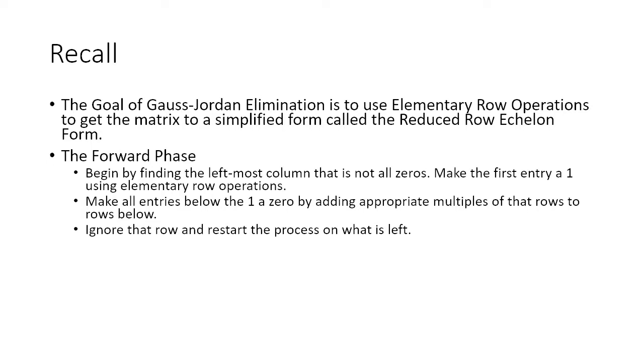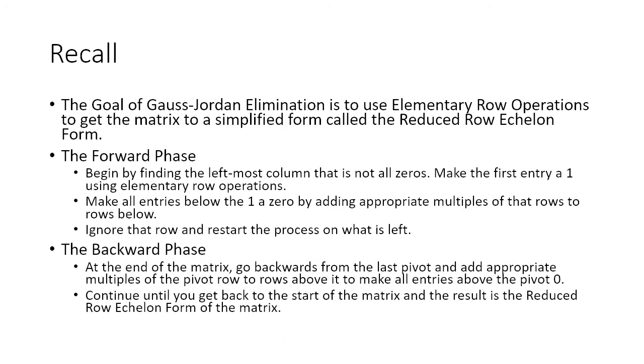Gauss-Jordan elimination consists of two phases. The first phase is called the forward phase. In the forward phase, we begin by finding the leftmost column that is not all zeros and make the very first entry in that column a 1. After that, we make all entries below the leading 1 a 0 by adding appropriate multiples of that row to the rows below. Once we have done that, we ignore that row in the matrix and we restart the forward phase on the matrix that results. And we continue this till we've walked through the entire matrix.